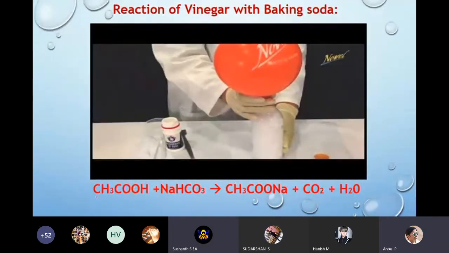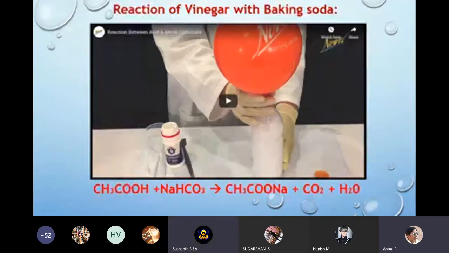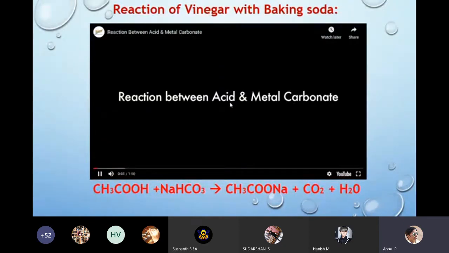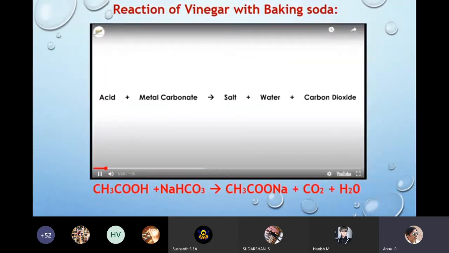So I will show you the video about vinegar with the baking soda, and below I have written the equation also. So acetic acid, it is CH3COOH, and baking soda is NaHCO3. So CH3COONa. I'll show you the split up also. So acid plus metal carbonate, it is going to form. Just watch the video. Meanwhile I'll write it down.